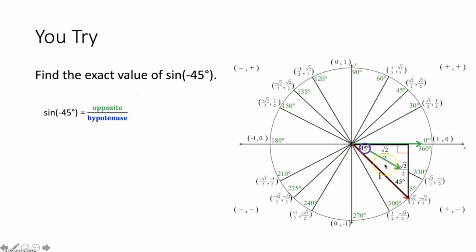And the hypotenuse, the side opposite our 90-degree angle, is going to be 1, so that's going to go in our denominator. Now, what is negative rad 2 over 2 over 1? Well, this over 1 is just this. So we get sine of negative 45 degrees is negative rad 2 over 2.